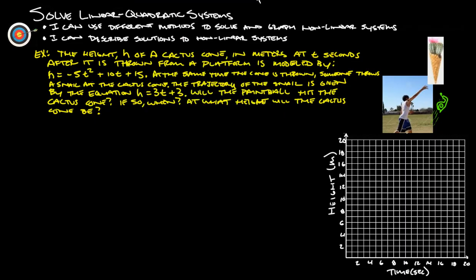All right. Last one here. The height h of a cactus cone in meters at t seconds after it's thrown from a platform is modeled by h equals -5t squared plus 10t plus 15. At the same time the cone is thrown, someone throws a snail at the cactus cone. The trajectory of the snail is given by the equation h equals 3t plus 3. Will the snail hit the cactus cone? If so, when and at what height will the cactus cone be?